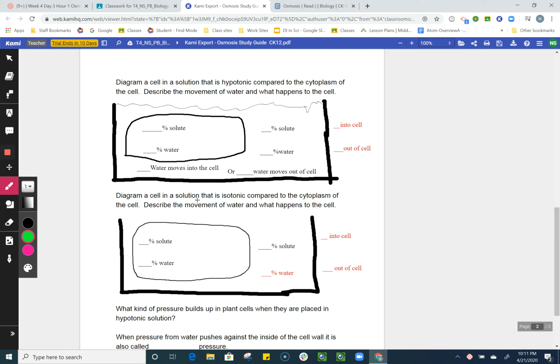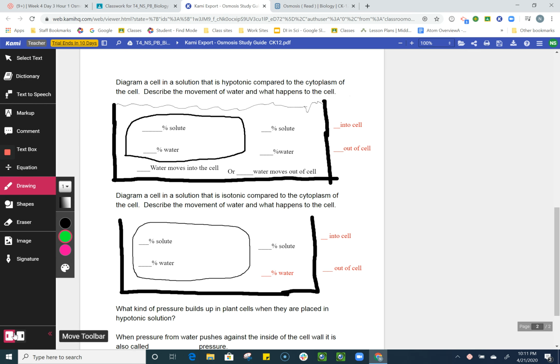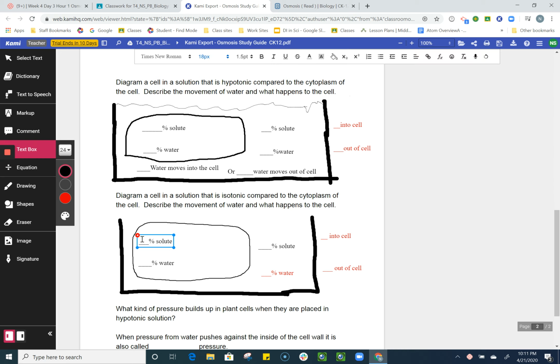If we go on, the next one, diagram a cell in a solution that's isotonic. Isotonic, usually your brain should go ding, ding, ding. Isotonic, same amount, iso means the same amount of solute. So I could put over here, which I would need my text box to do that. Expand that back out, click on text box. And when it opens up, I can put 45 there, which means I have to put 45 out here. These have to equal 100, so I have to put 55 there. And I need to put 55 here.